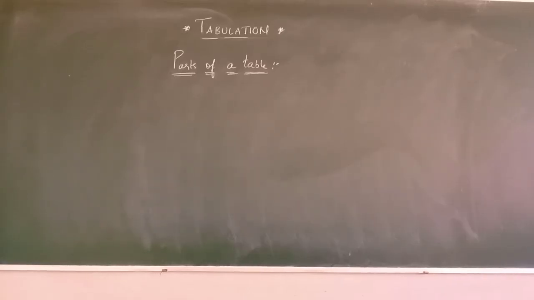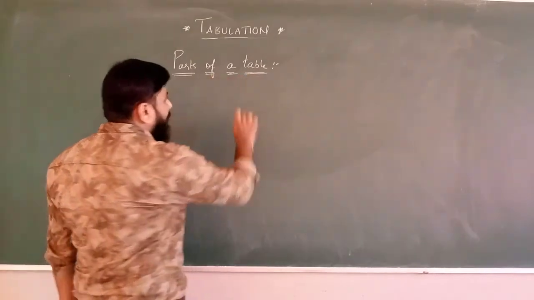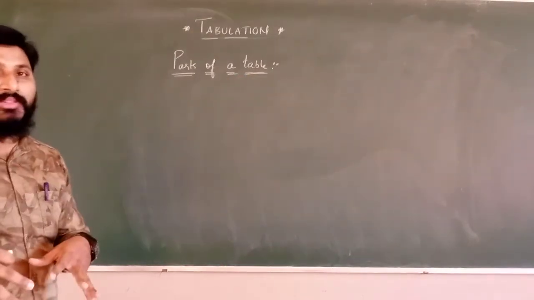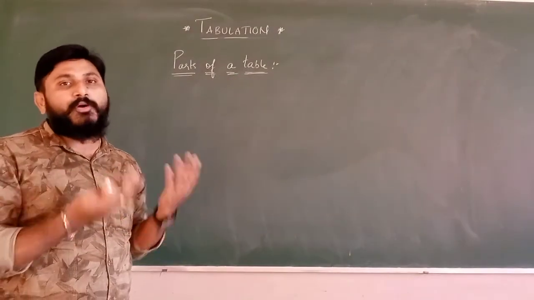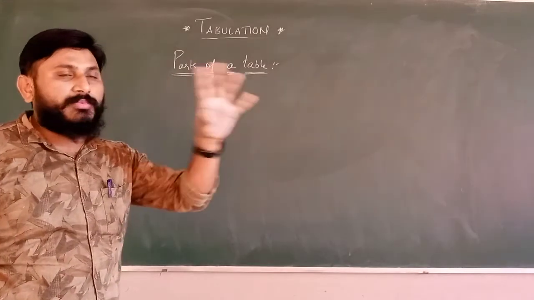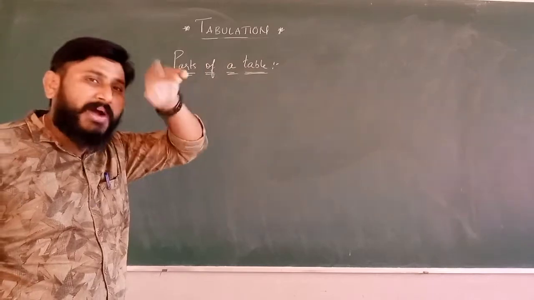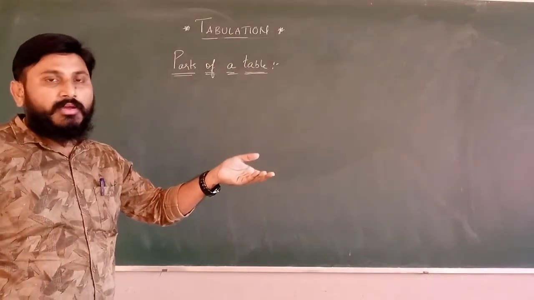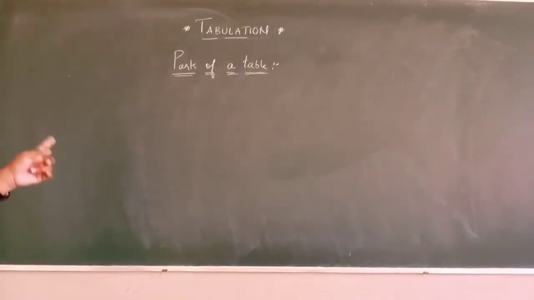See here, parts of a table. Generally, the various parts of the table depend upon the nature and type of data, the scope of the data. Means what exactly the concept has to be tabulated. According to that, the parts have to be framed. Clear? Now the first part is table number.